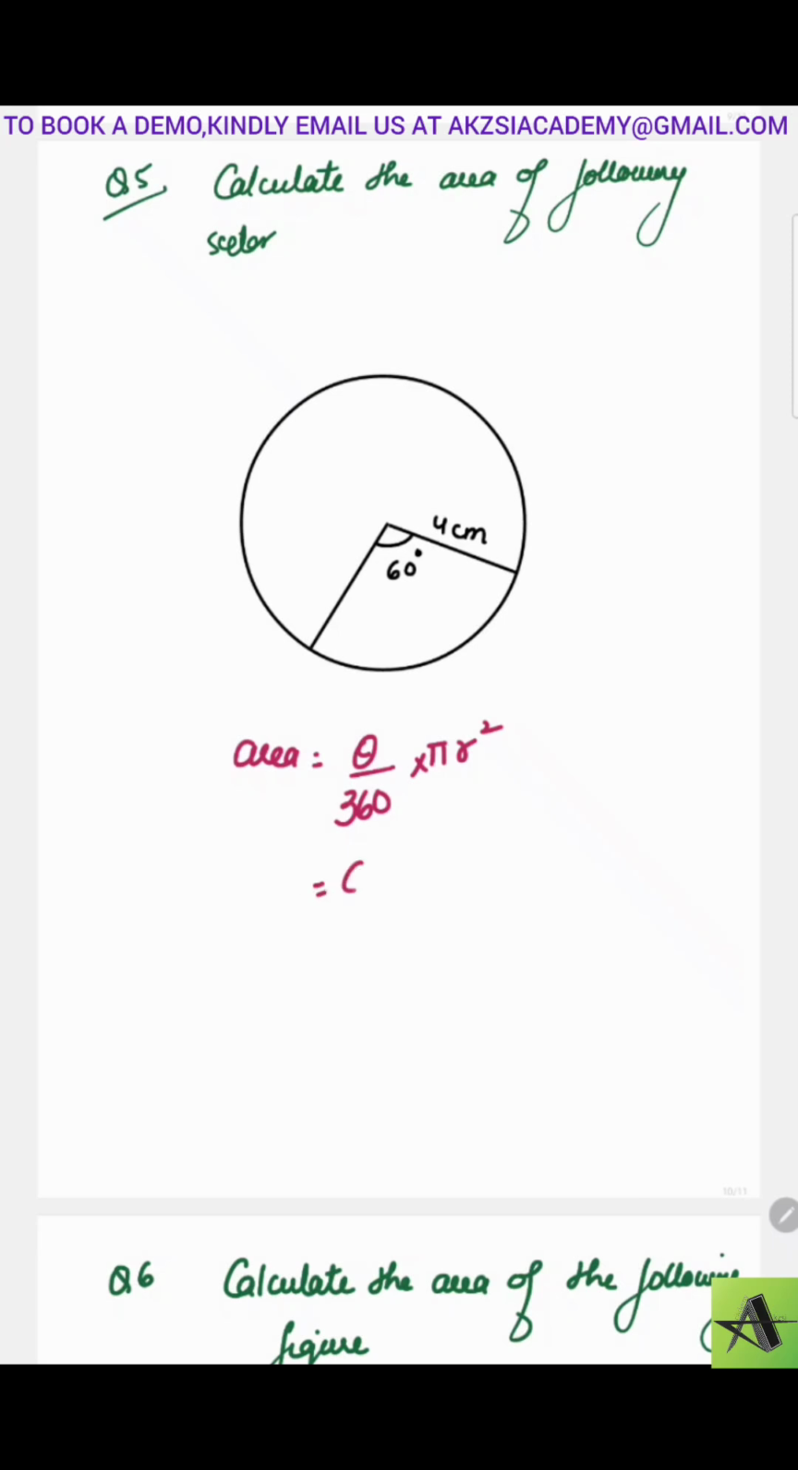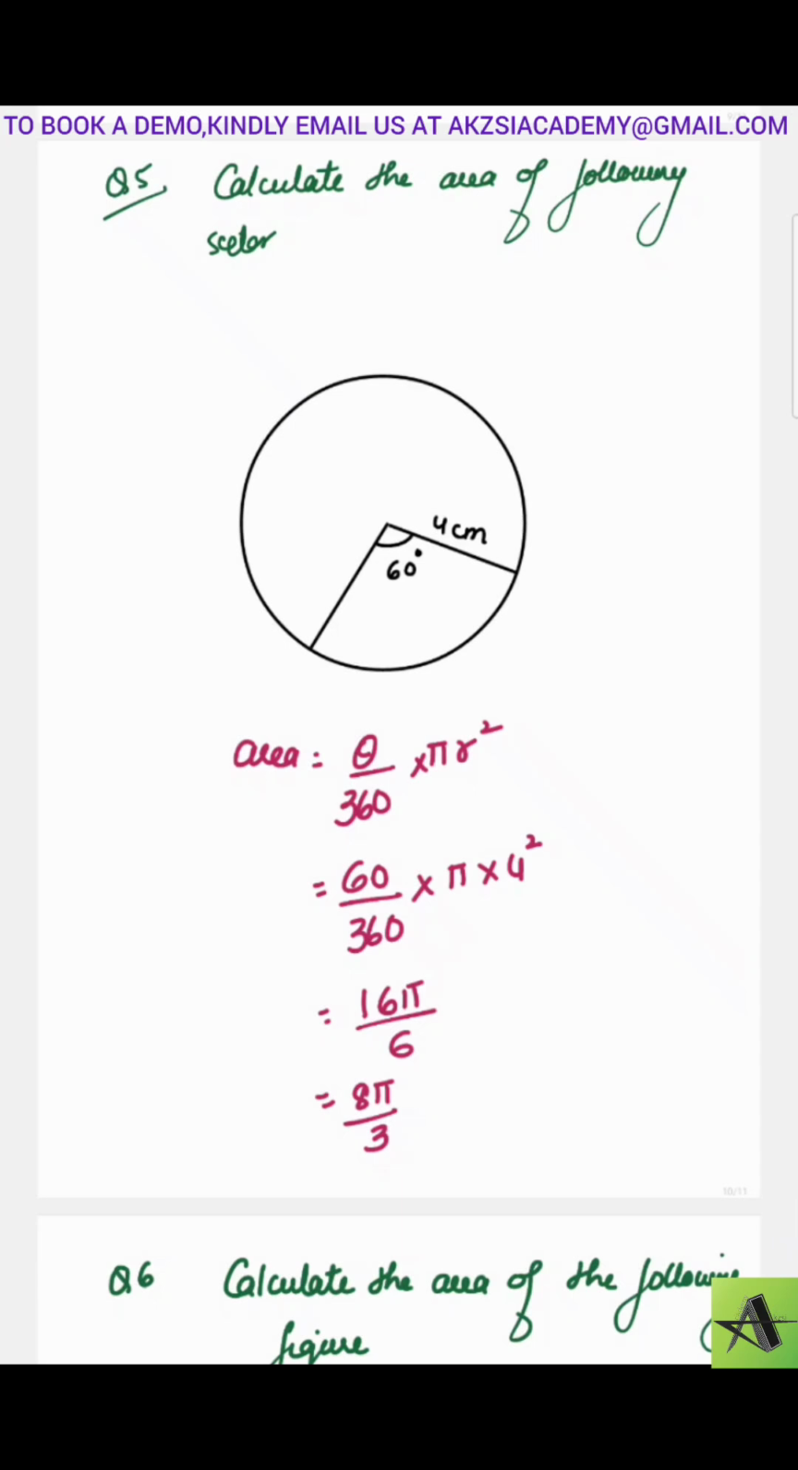Theta given here is 60 over 360 times pi, and r squared is 4 squared. So this will be 16 pi over 6. I've just cancelled out, 60 over 360 is 1 over 6. And pi times 4 squared is 16 pi over 6, which can then be simplified further as 8 pi over 3.